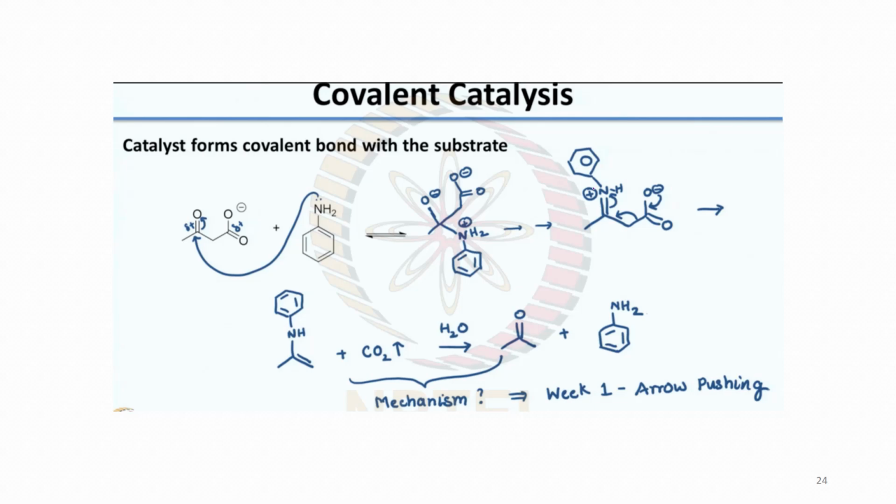So the next catalysis we will talk about is covalent catalysis. Catalysts form a covalent bond with a substrate, and after that gets removed from the system, generating our desired product. That is called covalent catalysis.